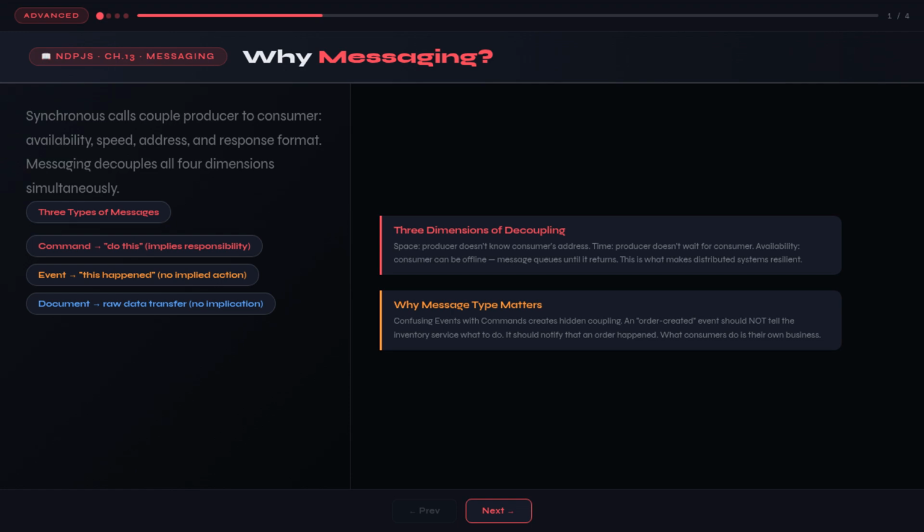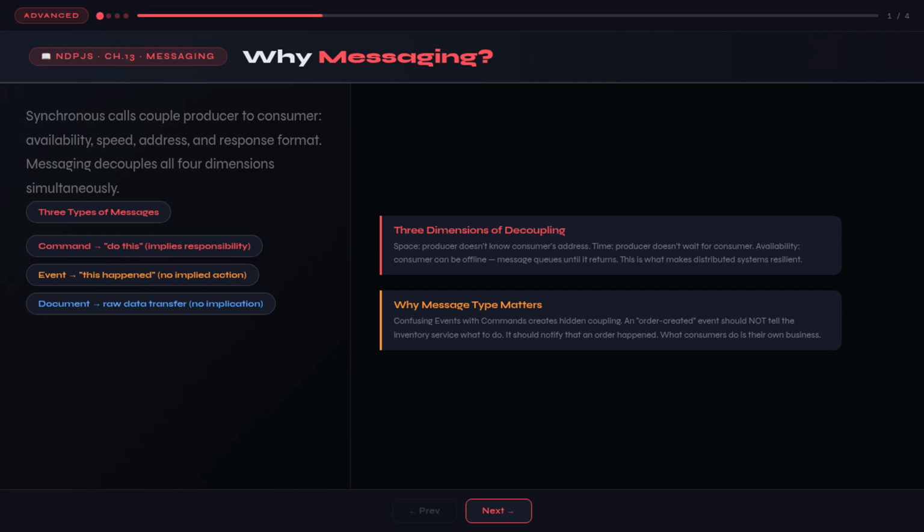If you do this synchronously, the payment service calls each of the 5 services in turn, waiting for each response. You have several problems. The payment service is now coupled to all 5 services. If any one of them is slow, the payment request is slow. If any one of them is down, the payment fails. Adding a 6th service means changing the payment service code.